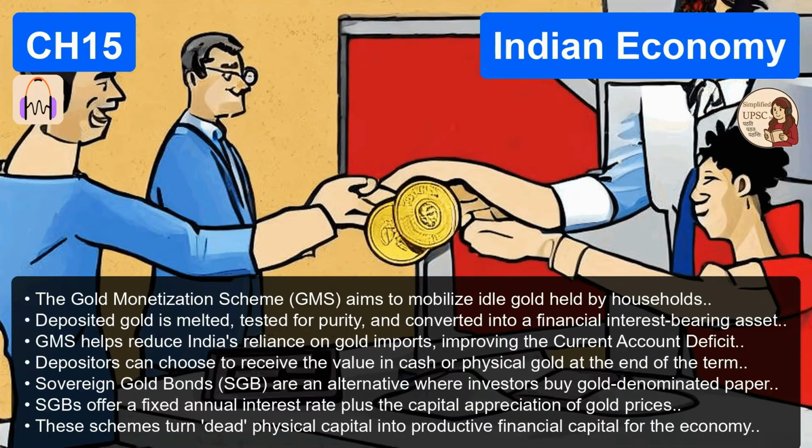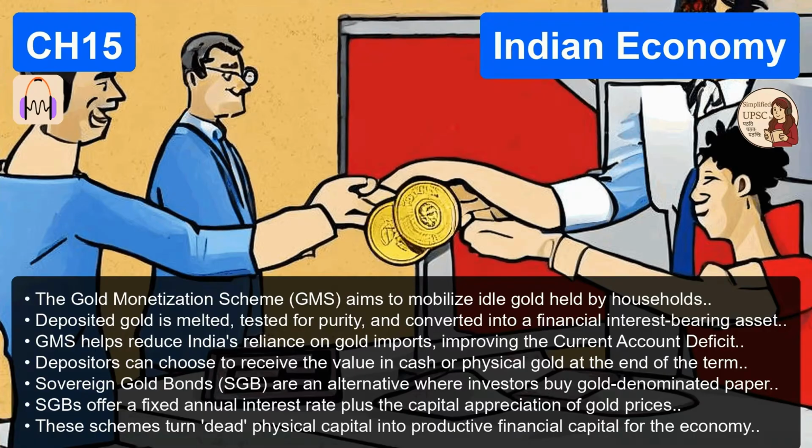But from an economic standpoint, gold sitting in a locker is dead capital. It doesn't build roads, it doesn't fund factories, it generates no economic activity. Plus, we have to import almost all of it, which drains our foreign exchange and hurts our current account deficit. So how does this scheme try to fix that?